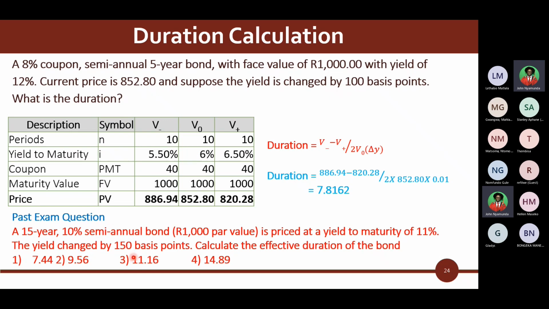I'm assuming you are working on this one. This is actually from a past exam question. A 10% semi-annual bond with a par value of 1,000 is priced at that. The yield is changed by 150 basis points. You know what that is? Calculate the effective duration of the bond.